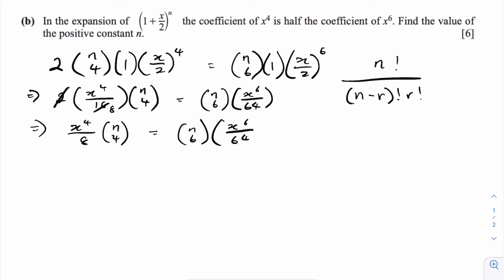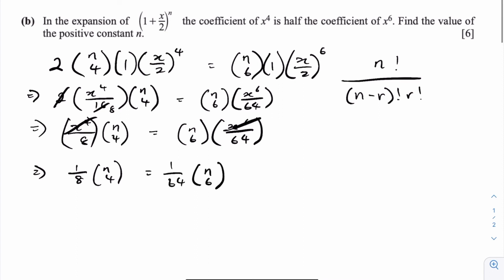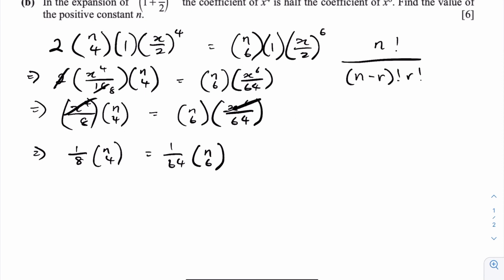of 6 over 64. What we can actually do, though, is remove these two values because they're not asking us for x to the power of 4 and x to the power of 6. They're asking us for the coefficients. So we can literally just replace it with 1. So it gives us 1 over 8 times n choose 4 is equal to 1 over 64 times n choose 6. And now let's multiply everything by 64 so we can get rid of these fractions, which will give us, so 64 over 8 is 8. So it's 8 times n choose 4, which is equal to n choose 6.